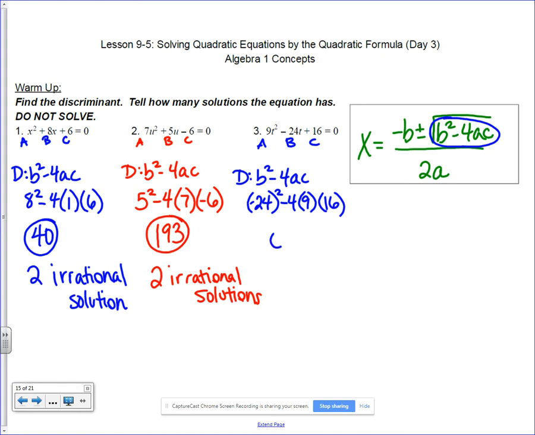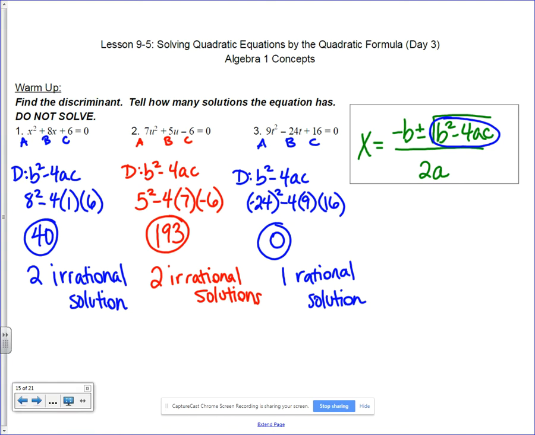I'm hoping we're getting that. What does this mean on solutions? 1 rational solution. James, you gave me a funny look back there. Did you put your 24 in parentheses? Minus 4 times 9 times 16? You did not type it in properly if it didn't give you 0. Okay. All right. Anybody have any questions here?